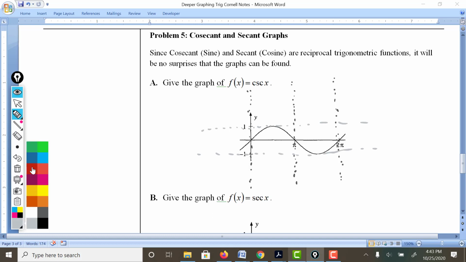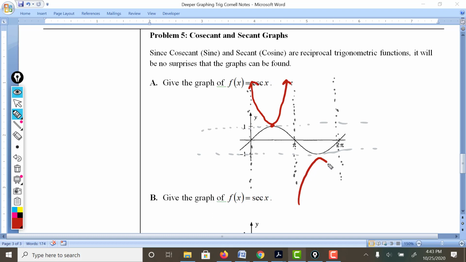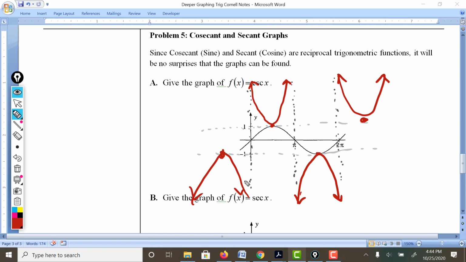Okay. This is what cosecant looks like. Let's see if I can do this right. I missed. So these red ones are the graphs of cosecant. So, we would keep going and going and going, right? And it would actually hit at 1, sorry. And this would hit at -1.